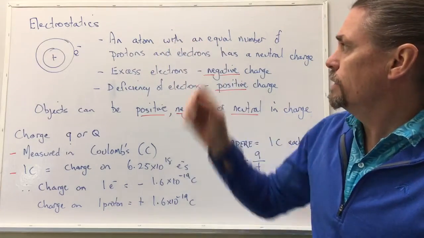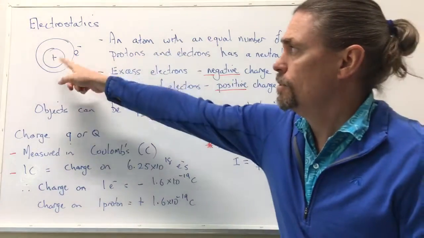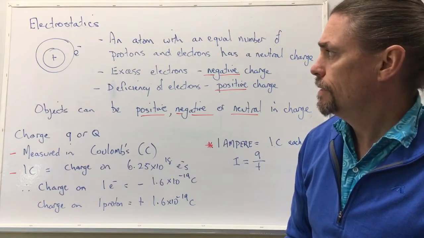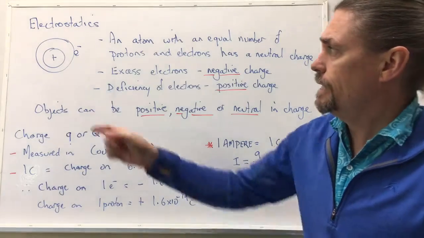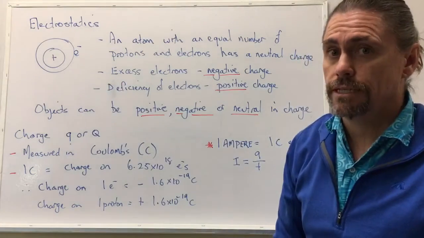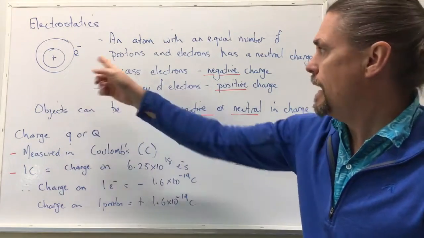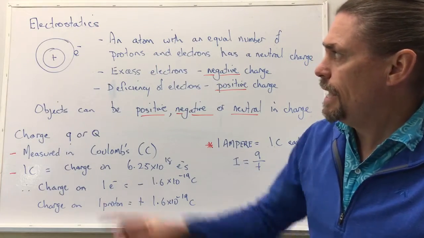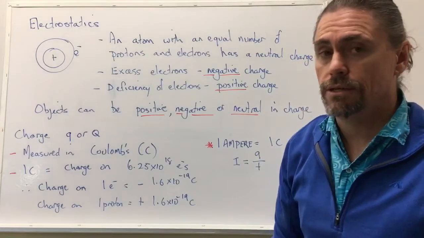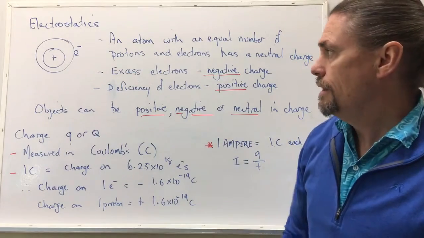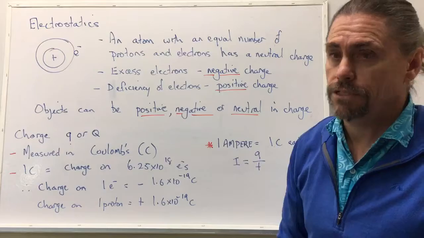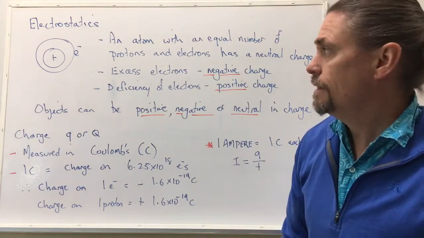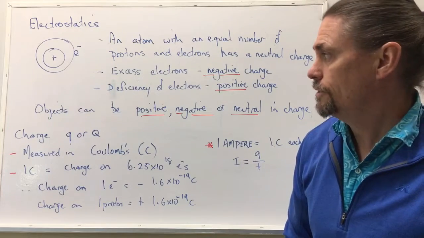So an atom with an equal number of protons and electrons, positives and negatives, will be what we call neutrally charged. We can then say if it has an excess of electrons, so an excess of negative charges, that this atom will have a negative charge overall. If it has a deficiency of electrons, so less electrons than protons, then our atom will be positively charged. In other words, it's got less negative than positive, therefore it has an overall positive charge.